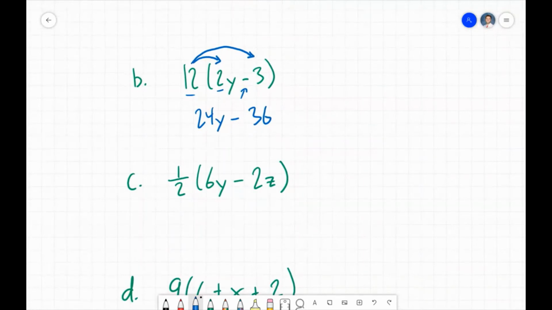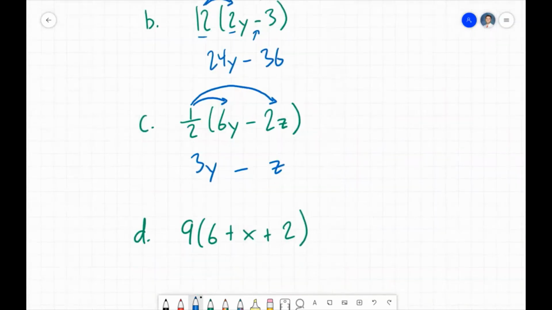Okay, the next one, we have 1/2 times 6y minus 2z, so again, we will distribute this 1/2 across both terms, and we are subtracting again, so we'll include that subtraction. We have 1/2 times 6y. 1/2 times 6 is 3, so that's 3y. And 1/2 times 2z, 1/2 times 2 is 1, so that's 1z. And we can always write 1z as just z, because we know 1 times z is simply z.